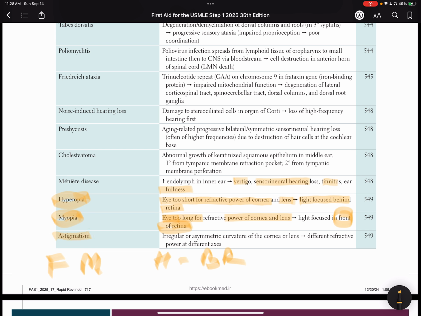What causes astigmatism? Astigmatism is irregular or asymmetric curvature of the cornea or lens, leading to different refractive power at different axes.